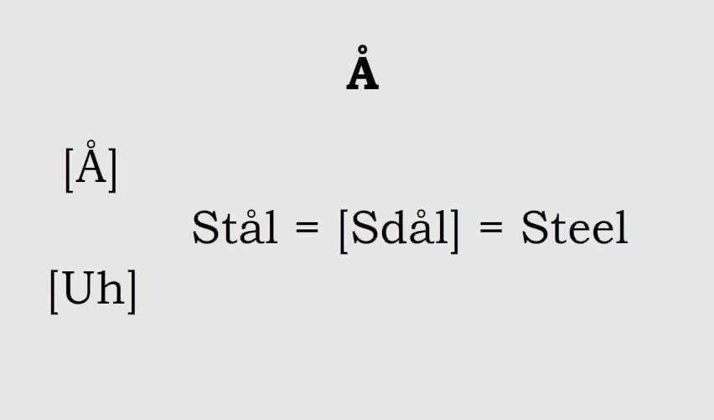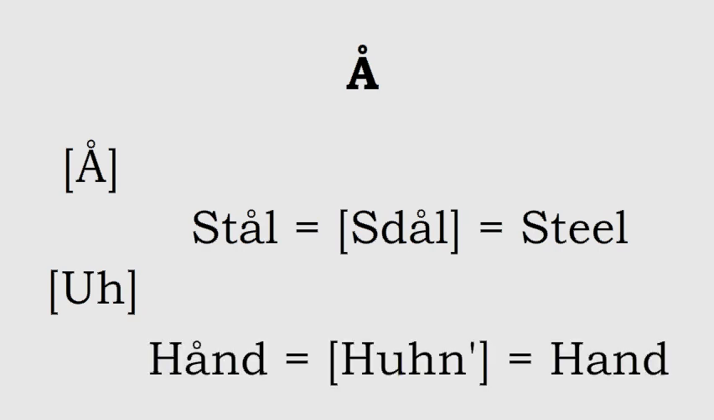And finally, the ninth vowel, the A hat. This one is naturally pronounced like the A hat sound, but sometimes it's pronounced like the high O. Here are the two final examples. Stål, which means steel, and hånd, which means hand. And there you go.